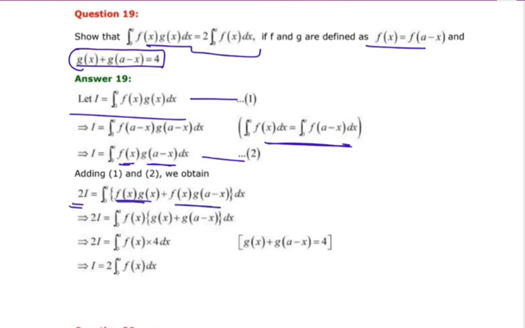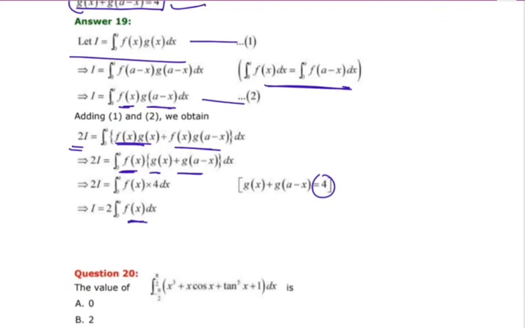So f of x g of x plus f of x g of a minus x, taking f of x outside, g of x plus g of a minus x dx is there. So f of x as it is, g of x plus g of a minus x, which is equal to 4, given value here. So just substitute the value 4. When you take 2 to the LHS, it becomes 2 ones are 2, 2 twos are 4, neglected. So I equals 2 times integral 0 to a of f of x dx, which is nothing but our required solution.